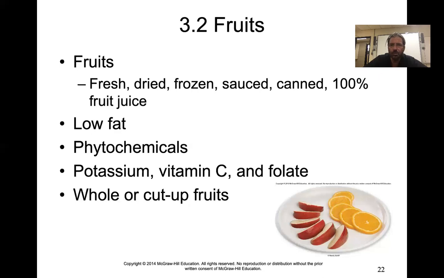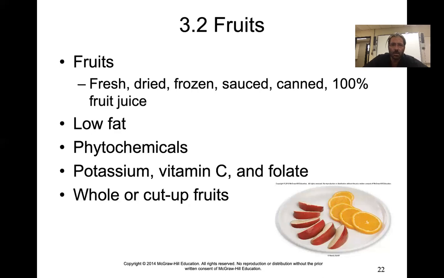So fruits are low in fat. There's not a lot of fat in fruits, but they're usually very, very high in sugar. They do have some vitamins and minerals and some fiber. Once again, please realize that the fruit that you're eating now probably has much less nutritional value than the fruit that your great-grandfather or great-great-grandfather grew in the 20s, 30s, 40s, 50s, and even 60s.